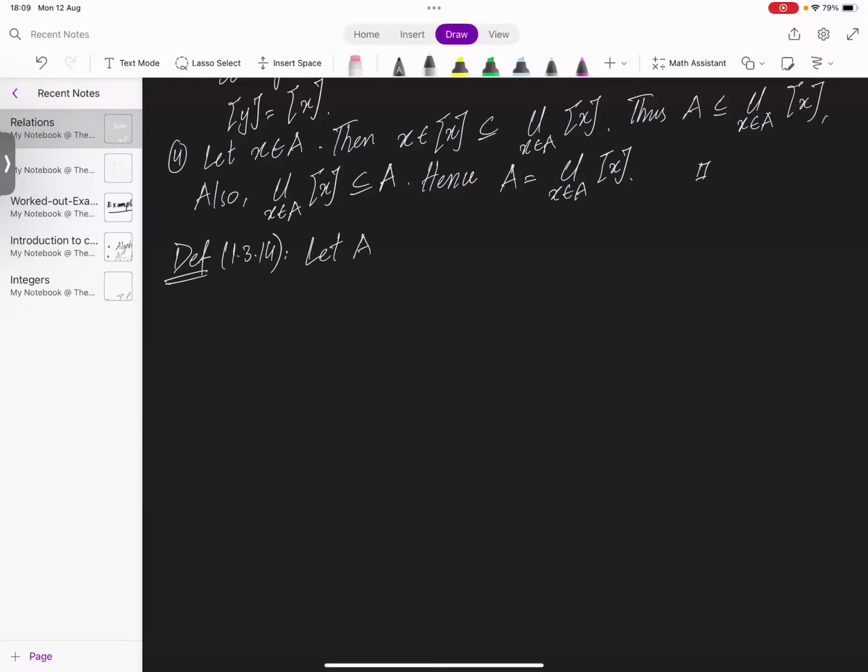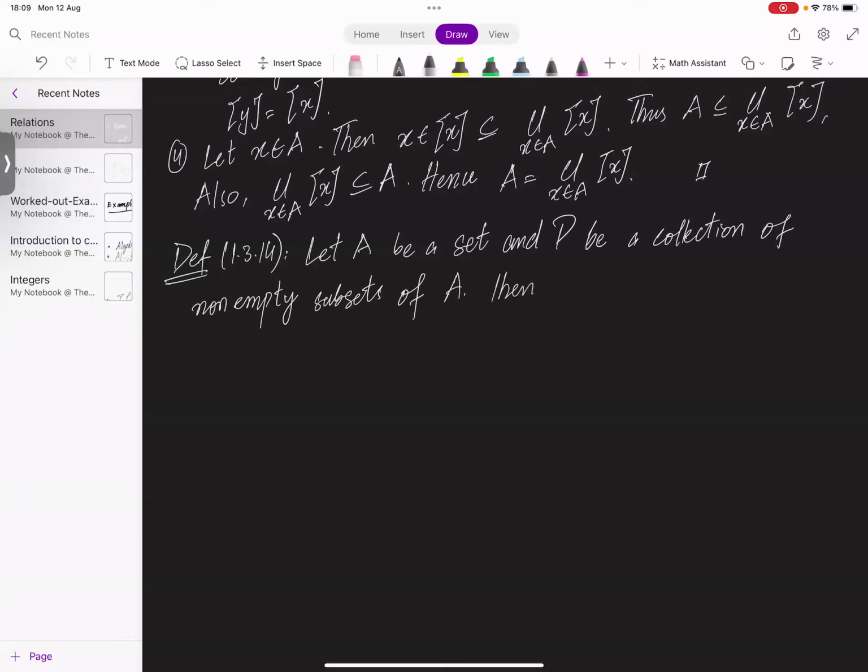Let's say we have a set A, and we denote a partition P to be a collection of non-empty subsets of A. Then this P is called a partition of A if the following properties are satisfied.